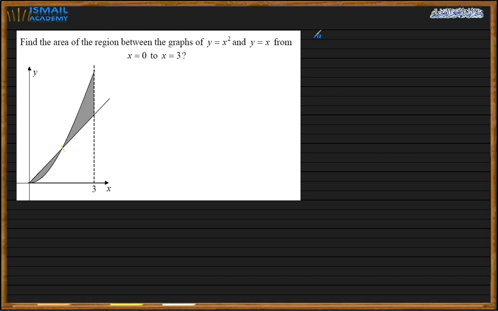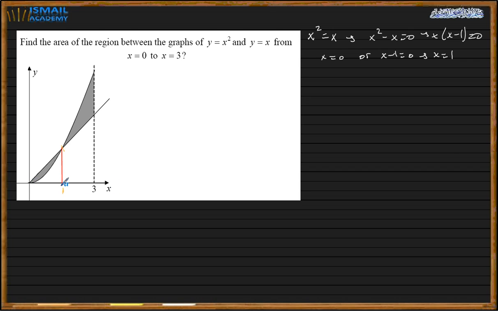First thing, I need to make x squared equal x, which means that x squared minus x equals 0. X times x minus 1 equals 0, which means that x equals 0, or x minus 1 equals 0, which means that x equals 1. So that point here is 1. Which means I have the integral change from 0 to 1 and 1 to 3.